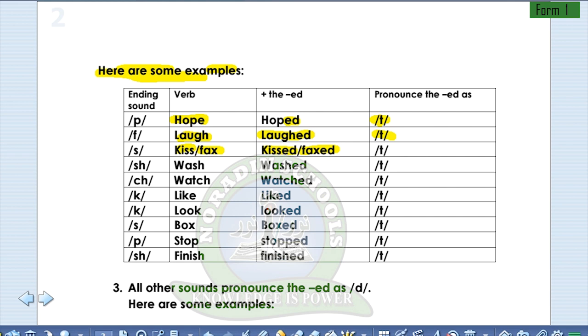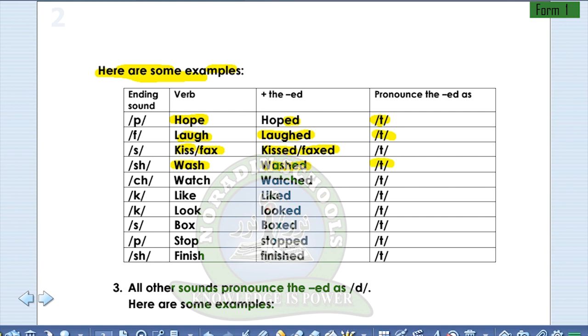The first one has an SH sound at the end. Wash, washed. The ED is pronounced as T.